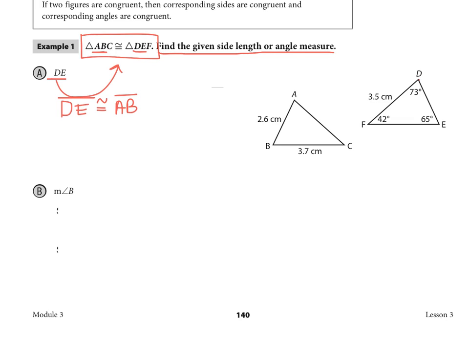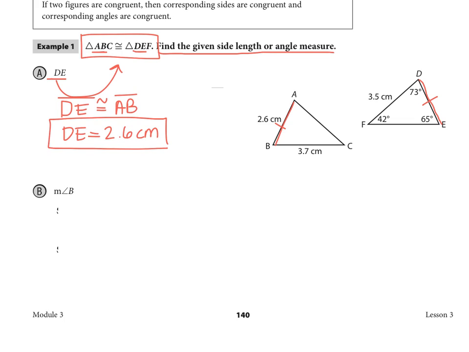Okay, so I see DE and AB, and the best way to mark they're congruent are to use those little tally marks. So I'm going to put 1 on each of them so I know those pair together. Well, if those are congruent and AB is 2.6 centimeters, then I know DE must be 2.6 centimeters.